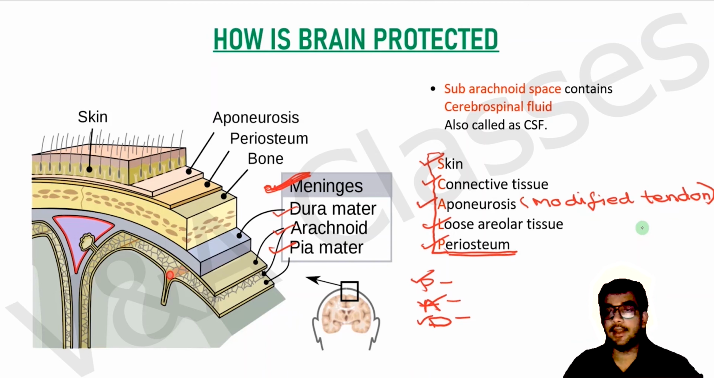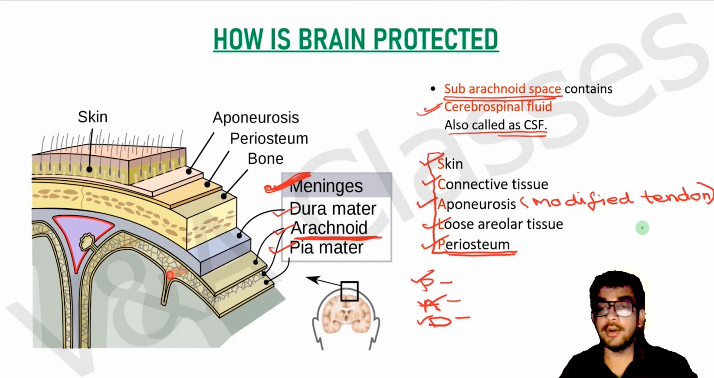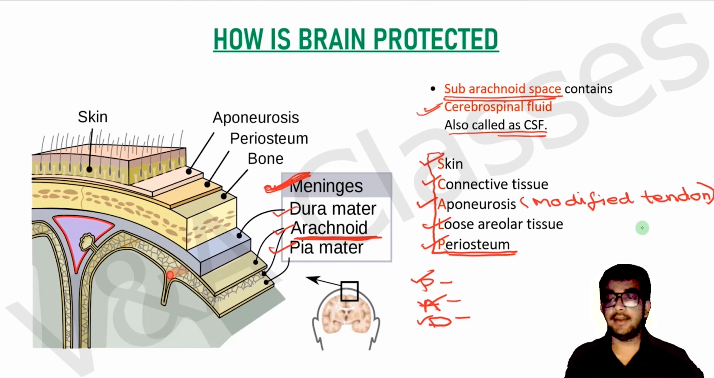Even after this, there is an additional layer of protection between arachnoid and the pia mater. This space is called the subarachnoid space, and this subarachnoid space contains the cerebrospinal fluid, also called the CSF. So the CSF is a fluid that keeps circulating all around the brain, and it acts as a shock absorber. Okay, so these are all the layers that are present in our body for the protection of human brain. So that's all you need to understand about the human brain, its function, and its protective covering.